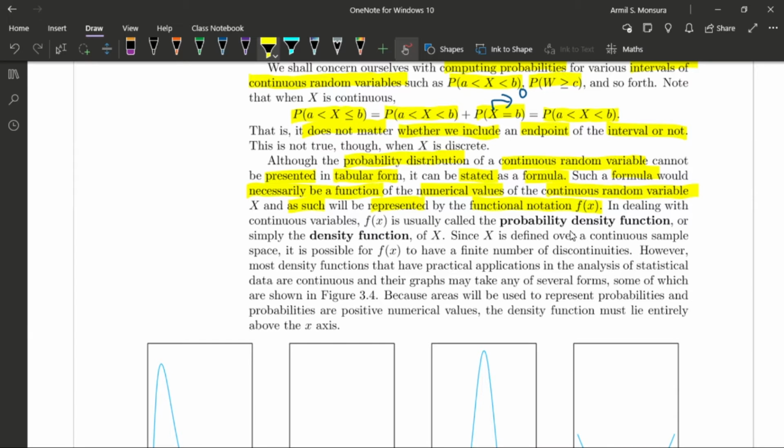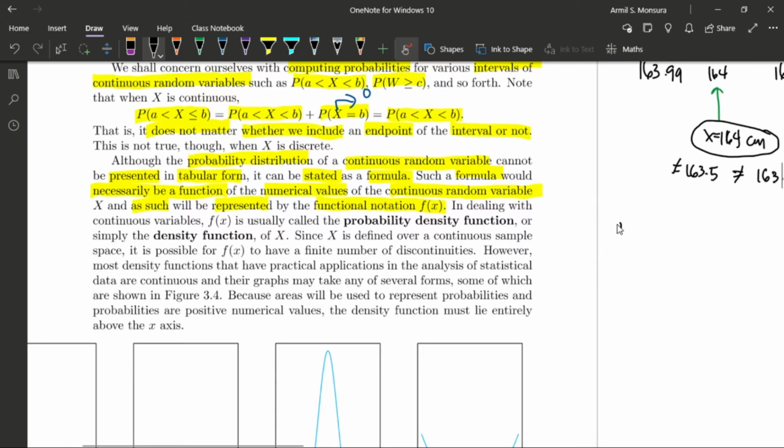Okay? So, say for example, if we have f of x, this would represent the probability that your random variable x would assume a certain interval x. Say for example, like that. Now, in dealing with continuous variables, f of x is usually called the probability density function. This is what we acronym as PDF, or simply the density function.